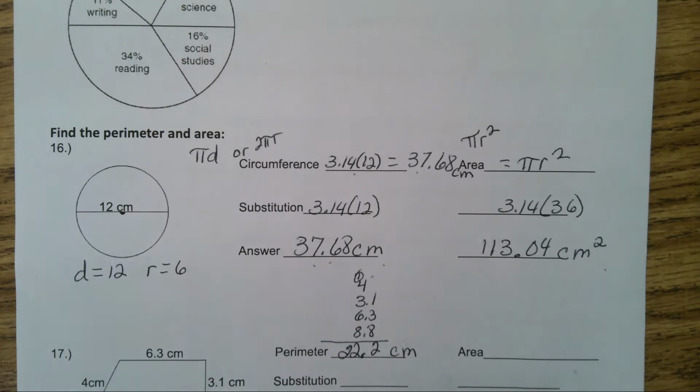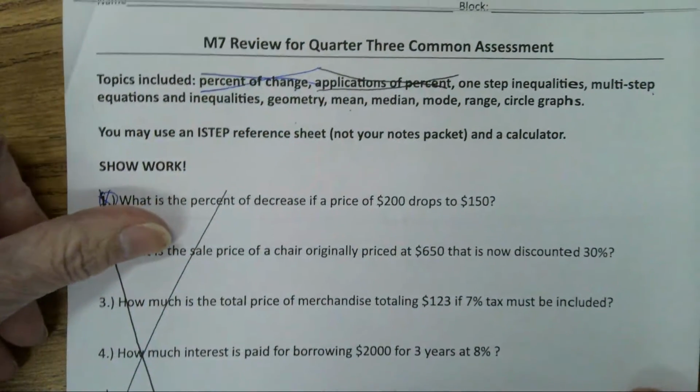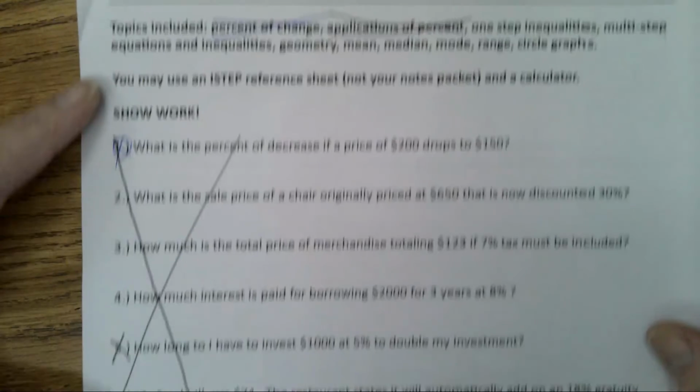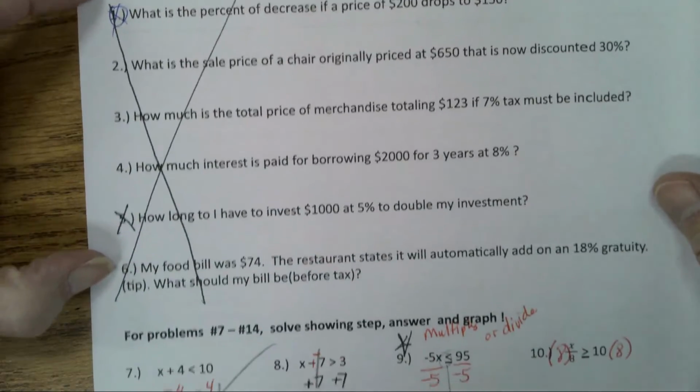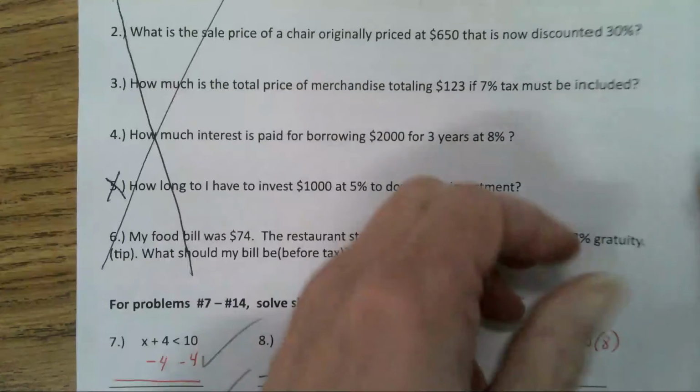This is Mrs. Robertson, and I'm making this recording in my third period class. We're going to pick up on the worksheet where we left off yesterday. The packet looks like this: Math 7 review for quarter 3 common assessment. The first 6 questions are not on this year's common assessment.